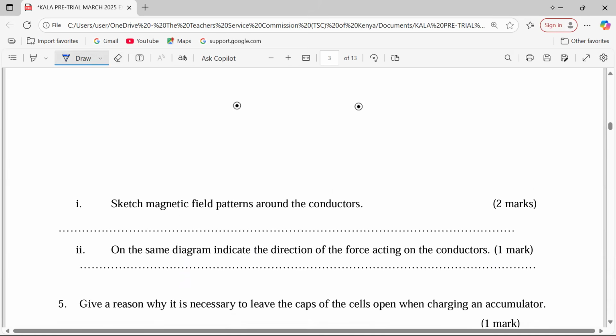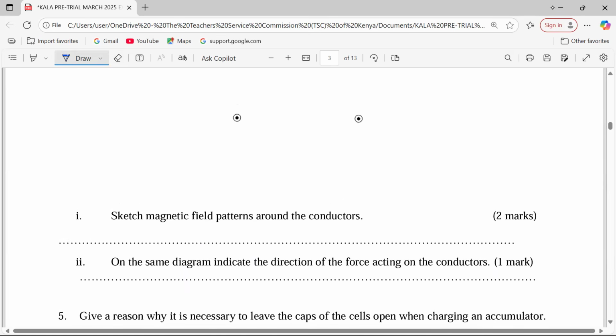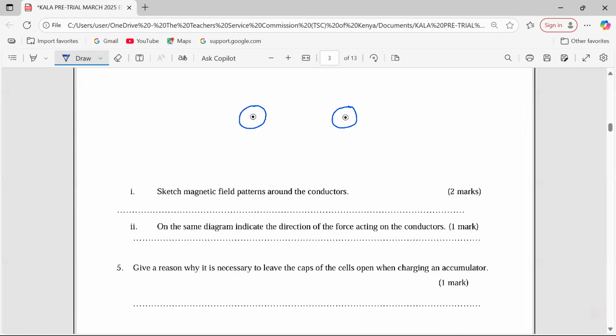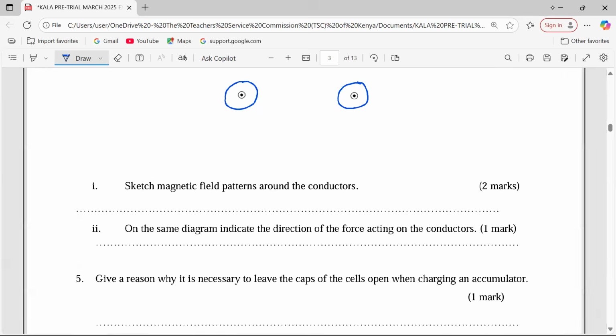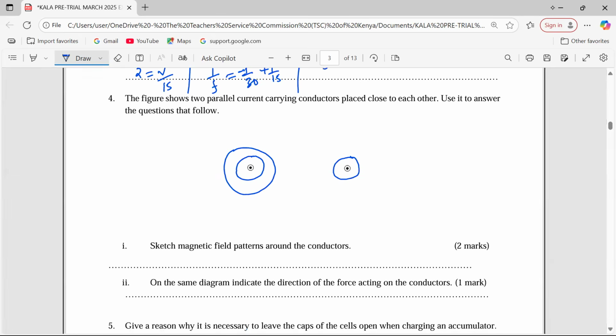Sketch magnetic field patterns around the conductors. So magnetic field patterns, what we will see is that the magnetic field patterns will be interacting in a particular way. Of course, they first form circular loops. But as they continue approaching one another, we expect them to start interacting.